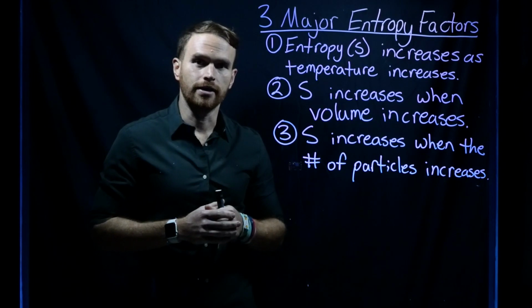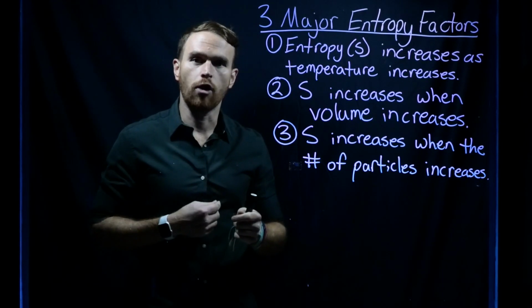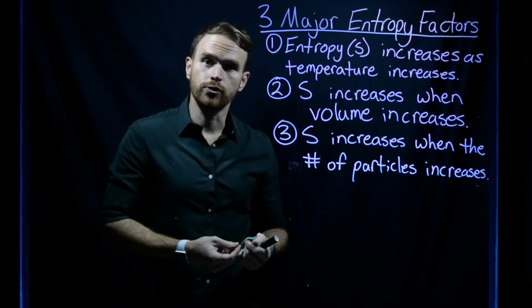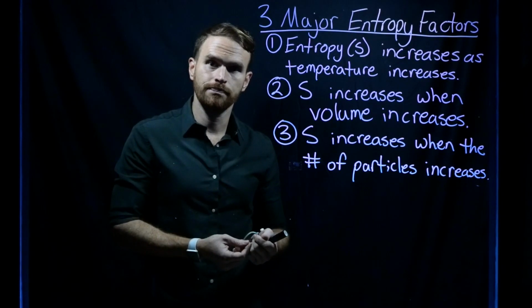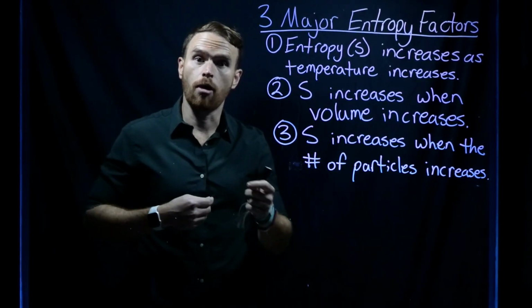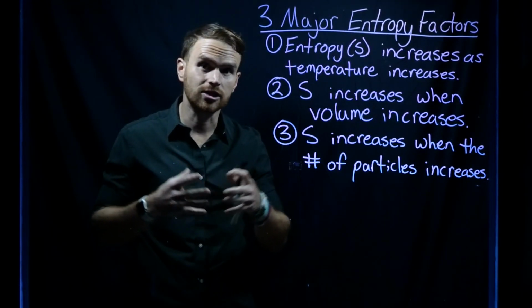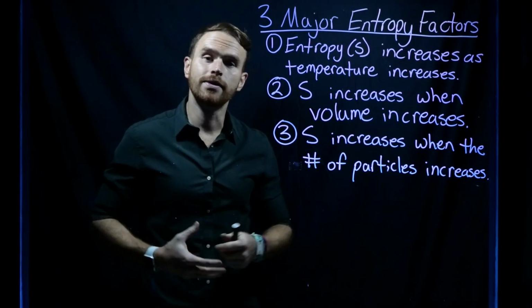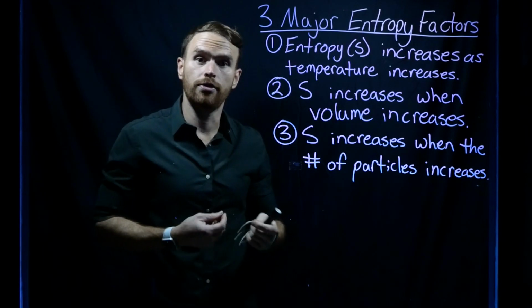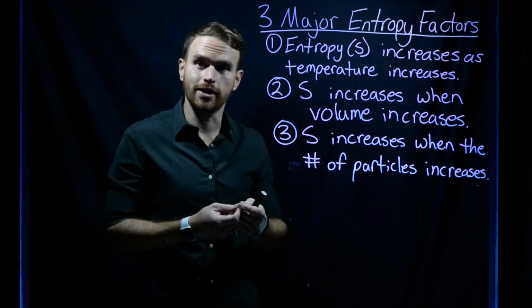Another factor that influences entropy is going to be the volume. Entropy tends to increase as the volume of the system increases. You can think of this as molecules spreading out. So as the molecules move faster, they can spread out further and further, and this is going to cause the energy to be more dispersed. Thus, the entropy is going to increase.